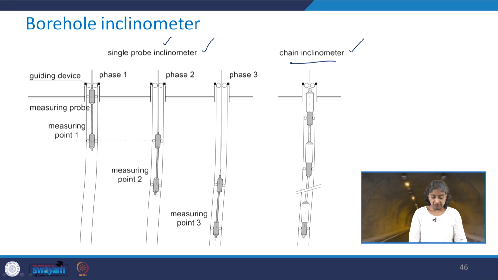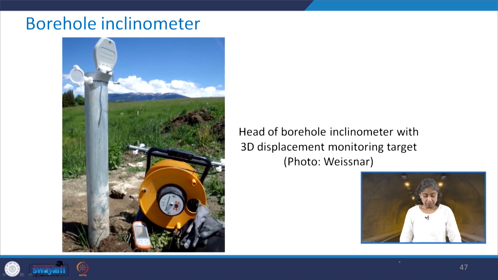You see how we can get the information when we have the borehole inclinometer. We have a measuring probe here, then a guiding device through which this probe is lowered into the ground. Here we have measuring point 2 and then measuring point 3. So with three points we can find out the angular deflection. In case of the chain inclinometer, it is not only one but a chain of measuring points that can be read simultaneously. This is a typical picture of the head of a borehole inclinometer with the 3D displacement monitoring target.